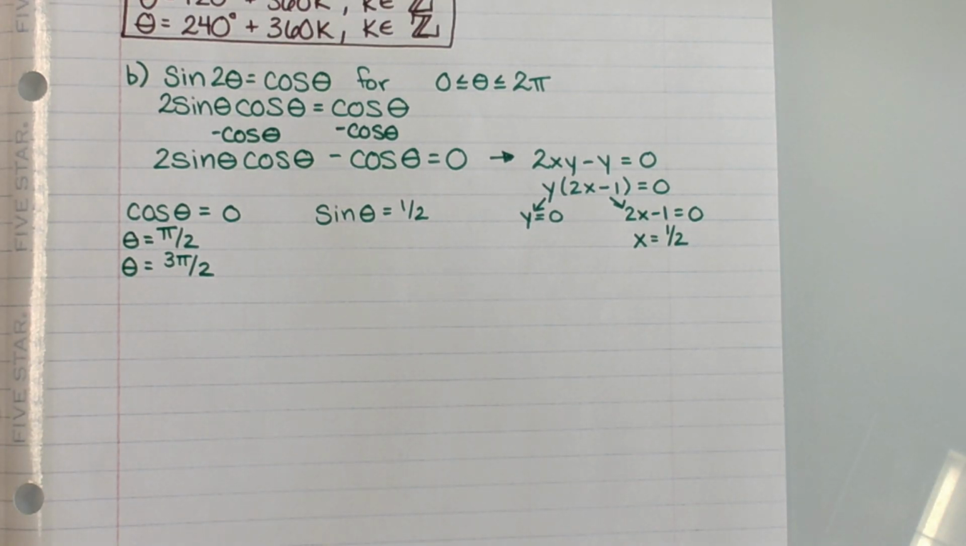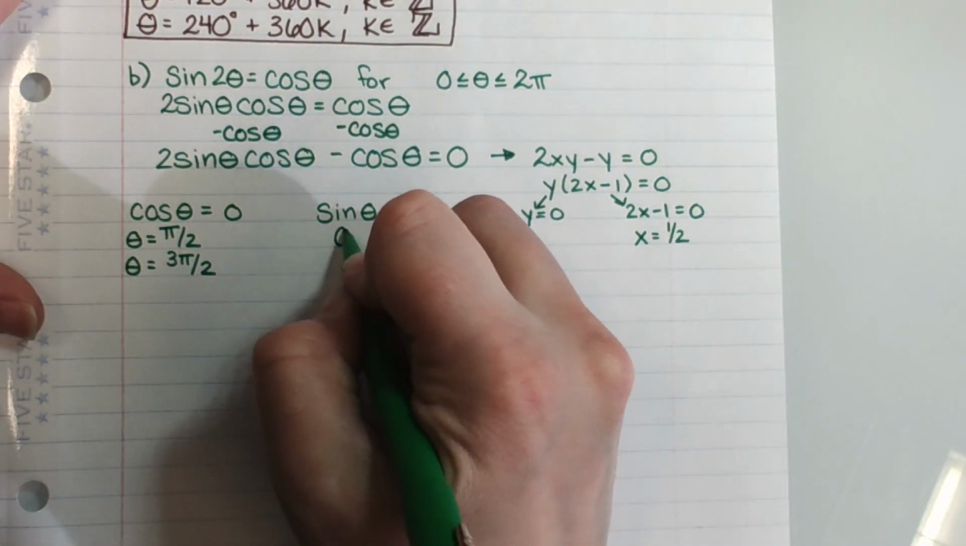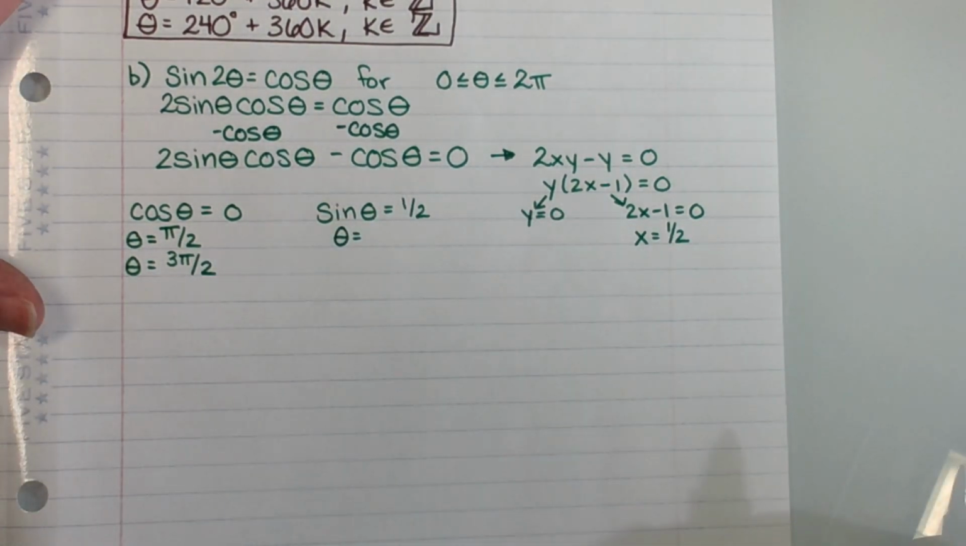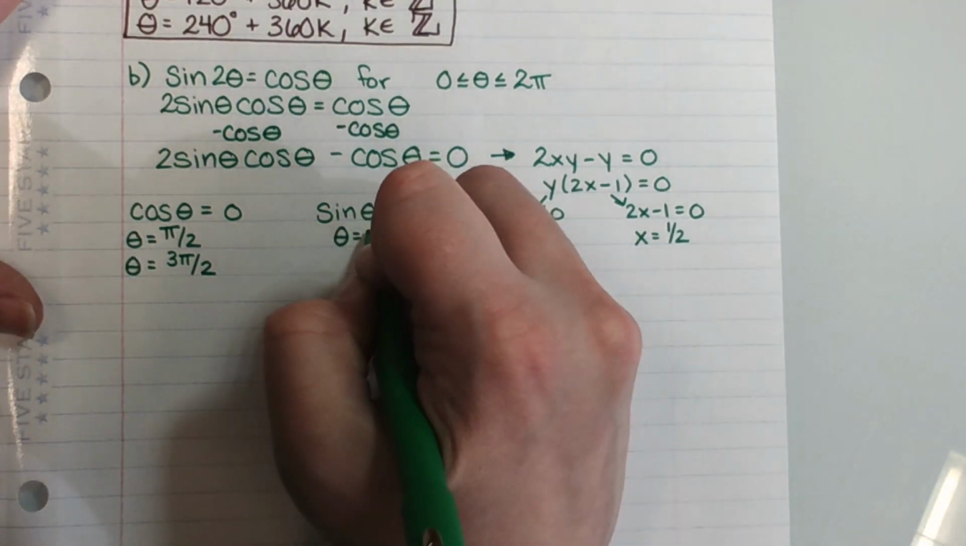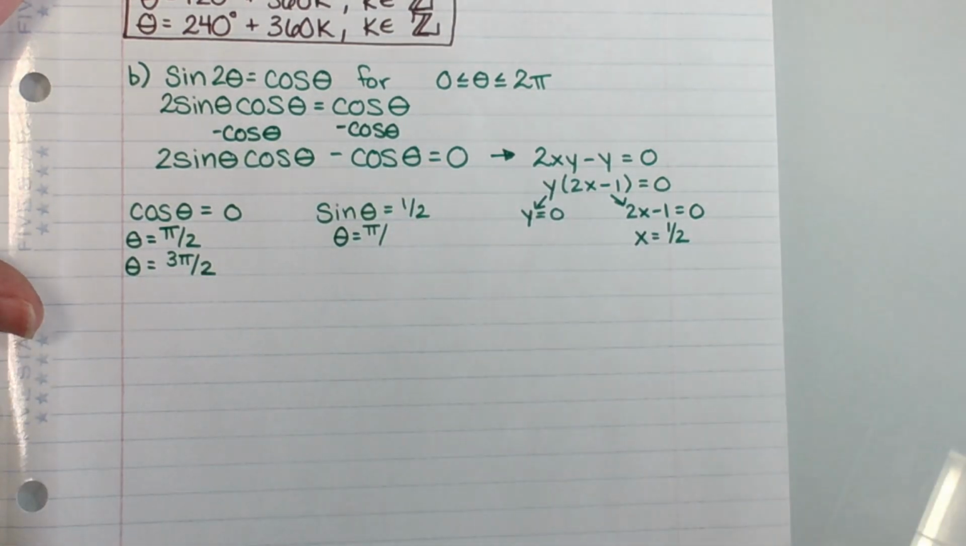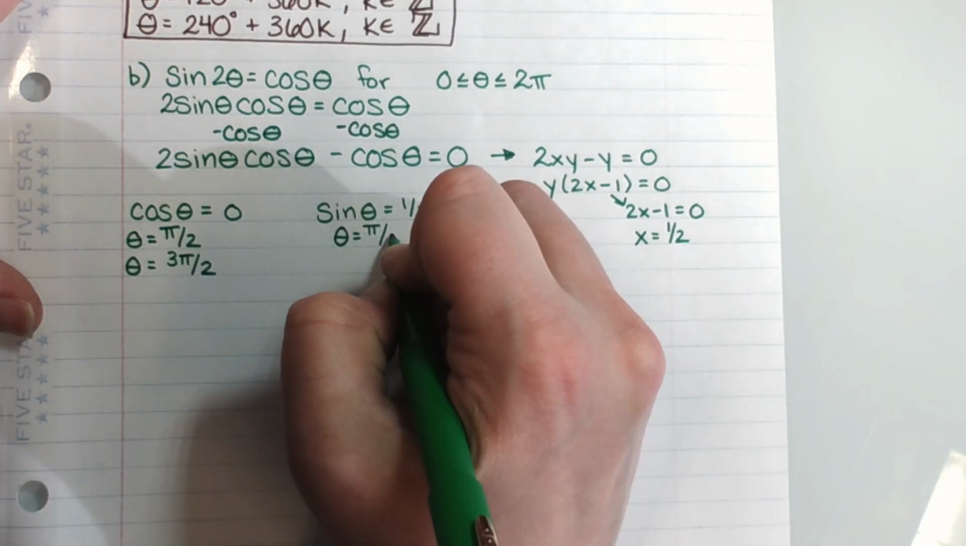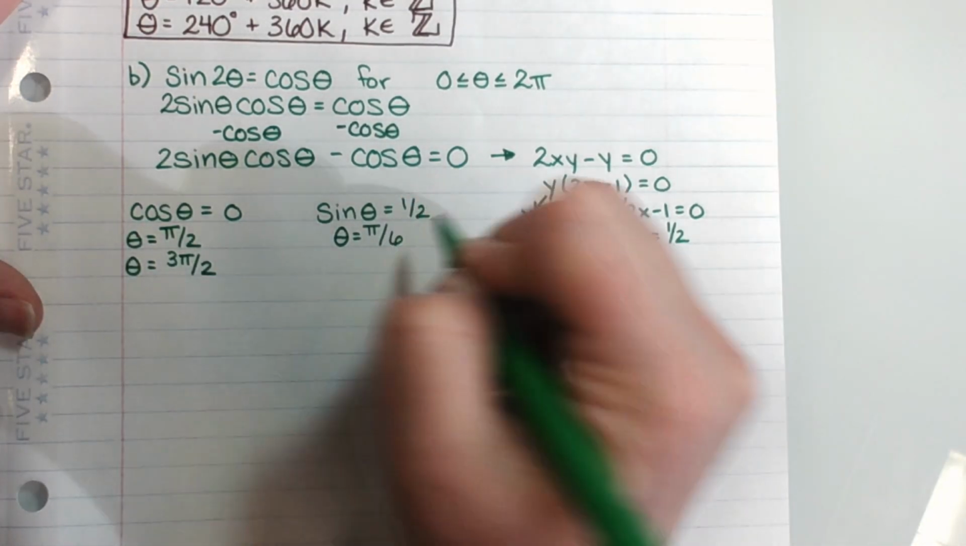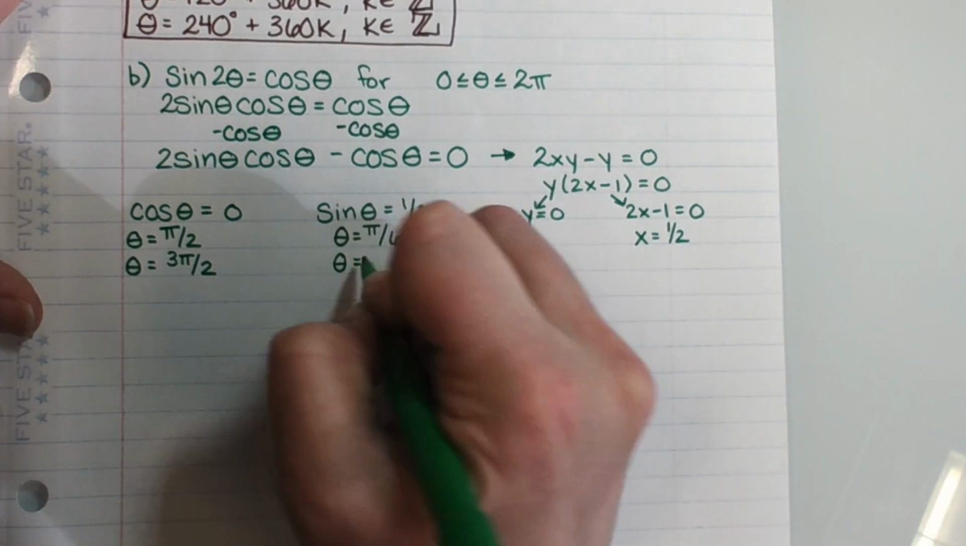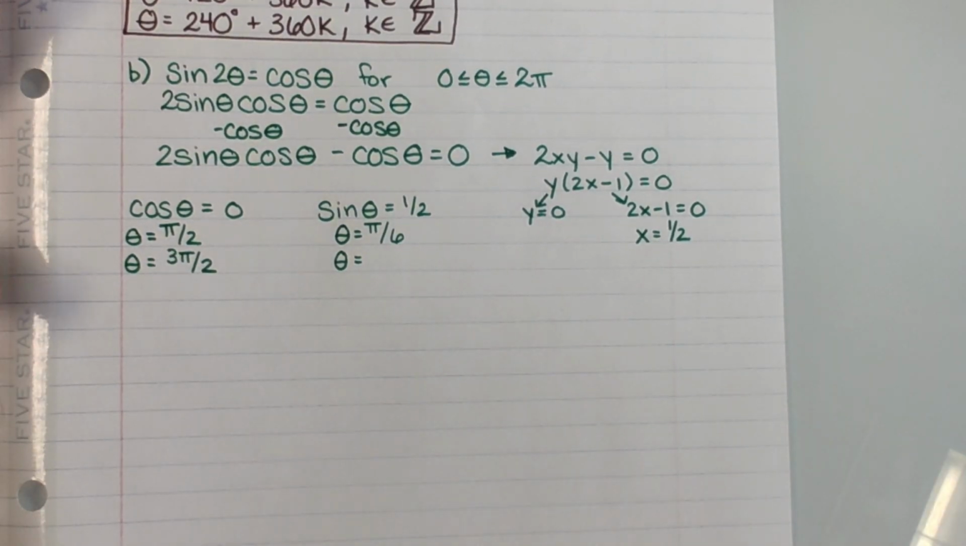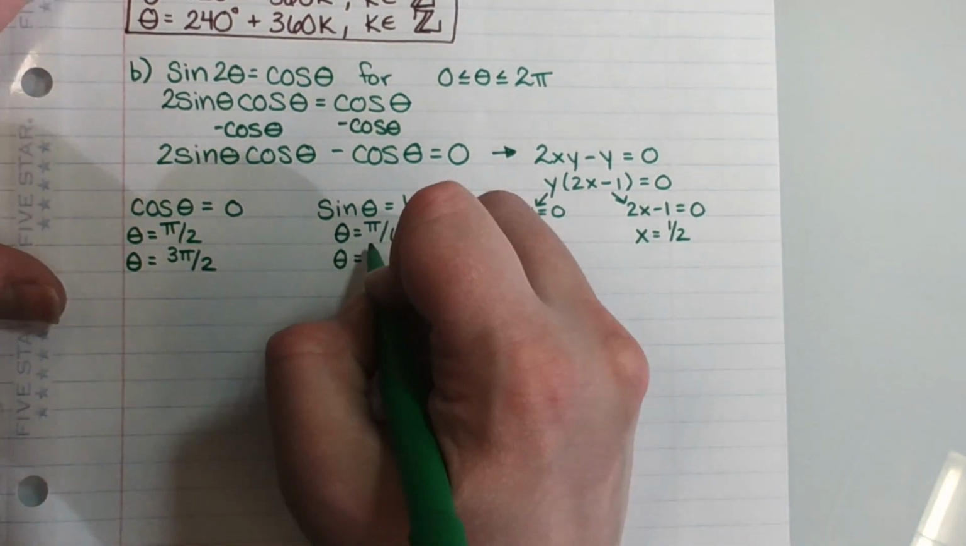Where is sine 1/2? I heard both pi over 3 and pi over 6. It's not possible to be both of them. Which one is it? Make sure you're looking at the y values. Pi over 6. And the next one's not actually pi over something. It's 5 pi over 6.